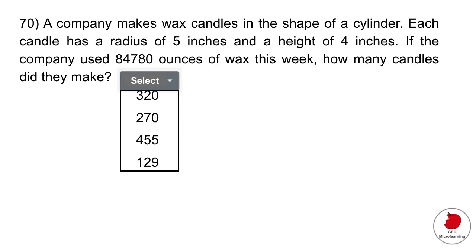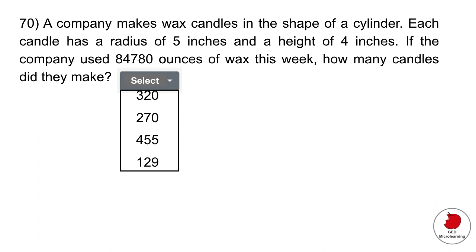Okay, question 70. A company makes wax candles in the shape of a cylinder. Each candle has a radius of 5 inches and a height of 4 inches. If the company used 84,780 ounces of wax this week, how many candles did they make?